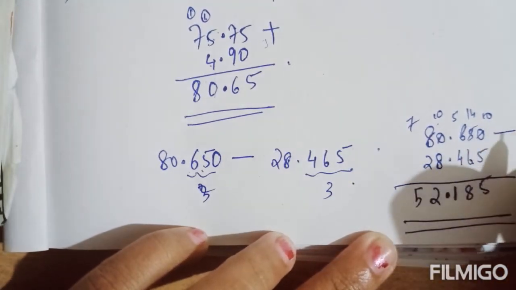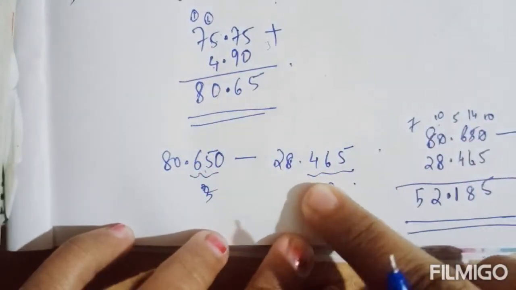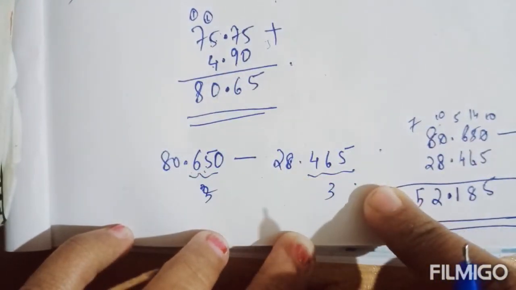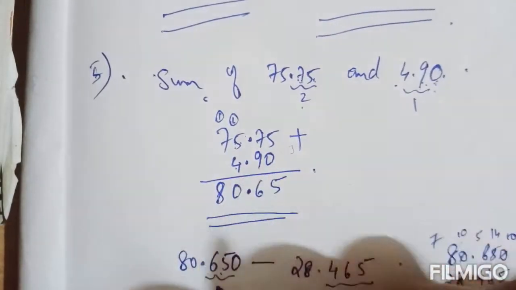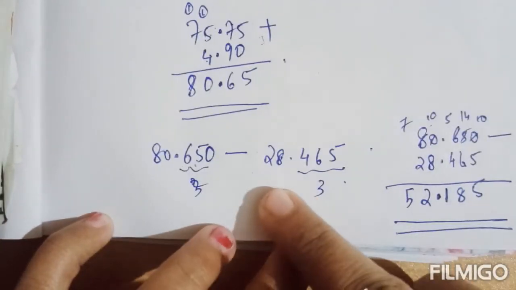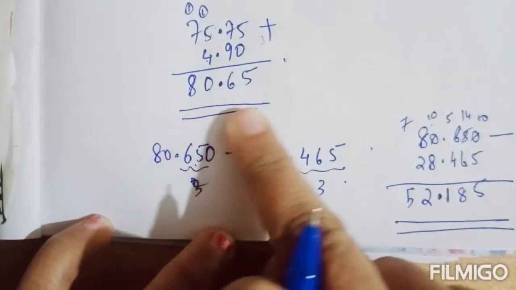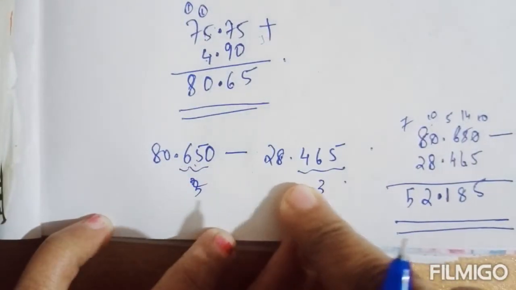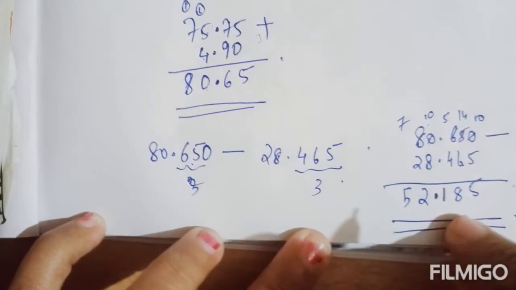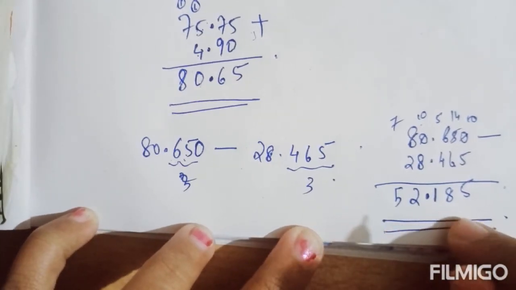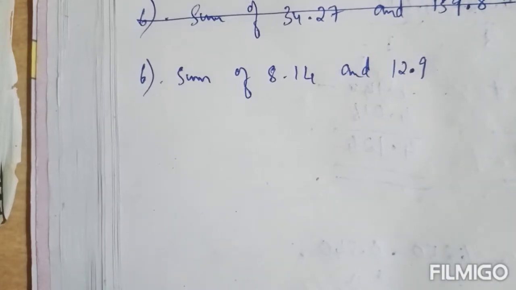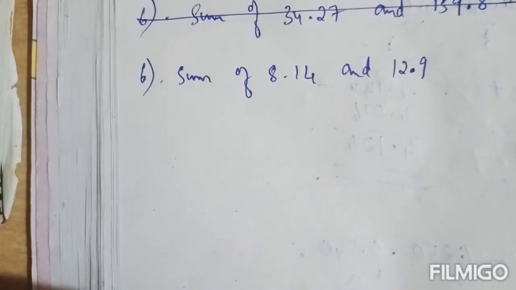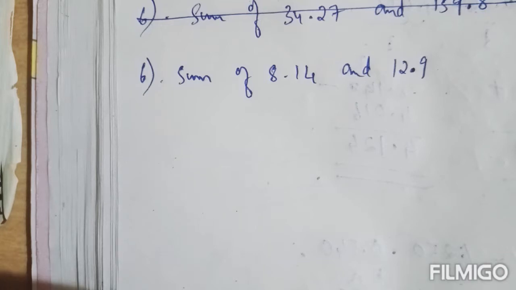52.185 will be the answer. From the sum we subtract 28.465. From the sum of 75.75 and 4.90, we got 80.65. From that we subtract 28.465 and the final answer we got is 52.185.